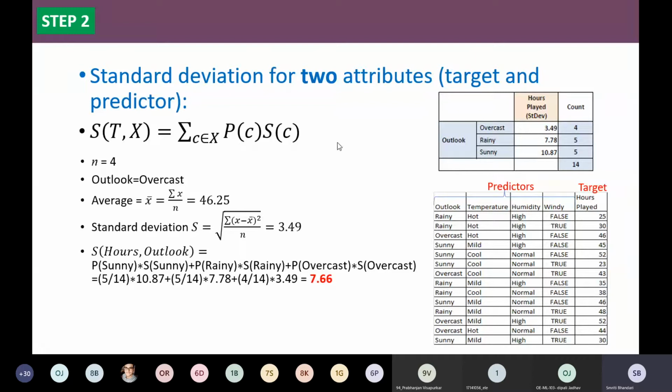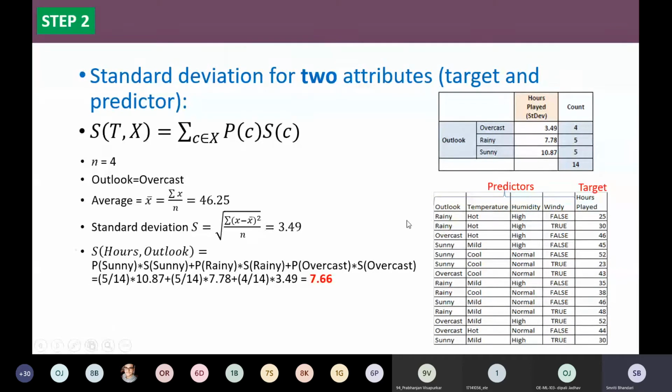So in step number 2 also we are computing these values for all the attributes. One by one we are going to pick the predictors in our data set and compute these values of standard deviation. Now for every attribute value, we are going to find out this standard deviation. This is exactly similar to the ID3 algorithm for classification.